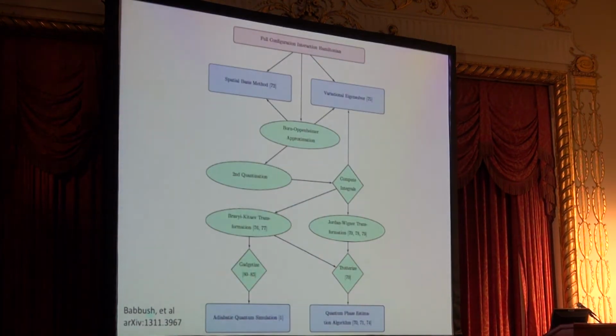This is the map of all the approximations that you can do, okay? You start with a full configuration interaction Hamiltonian. And what I told you about is that we do a Born-Oppenheimer approximation, we do second quantization, compute the integrals, Jordan-Wigner or Bravyi-Kitaev type transformations, trotterization, and you do phase estimation. So this is what we've been working on, that Microsoft has been working on.